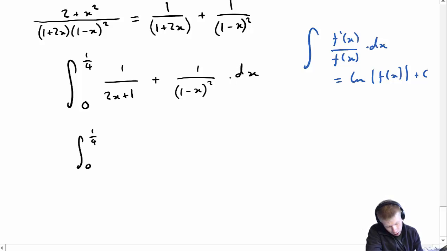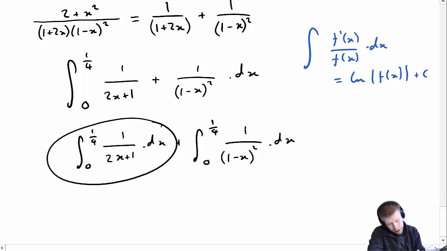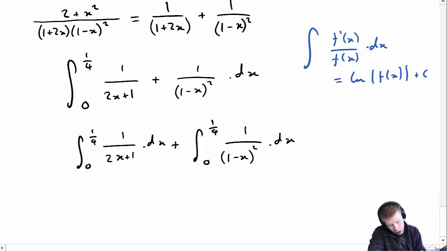So let's first of all go the integration between 1/4 and 0 of 1 over 2x plus 1 with respect to x, plus the integration between 0 and a quarter of 1 over 1 minus x, all squared with respect to x. Okay, let's first of all look at this first integration then, I guess. So is this thing, the function and the derivative going on, is that going on here?